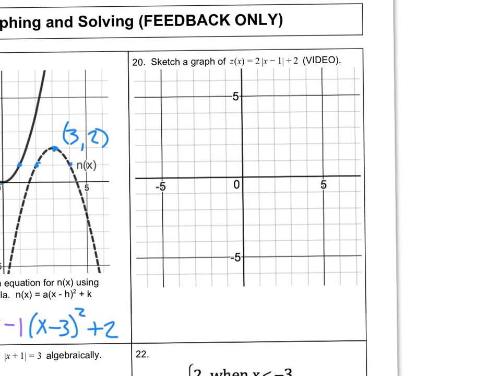For number 20, first thing I notice is that this is an absolute value function. It's going to be a V. I know that the vertex is going to be at 1, 2. Skipped a page. And the plus 2 in front means that we're going to go up 2 over 1 on each side. Basically, that's it. That's what you need to do in terms of graphing this thing. This is a really quick problem if you know what you're doing.